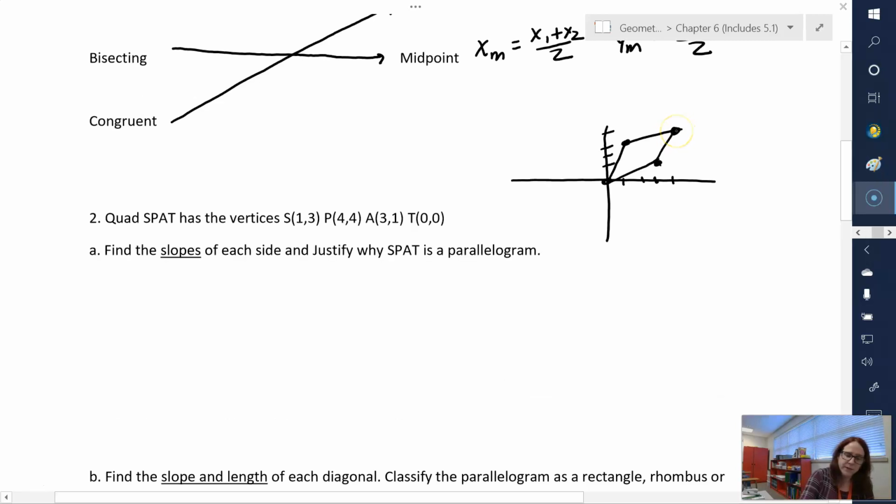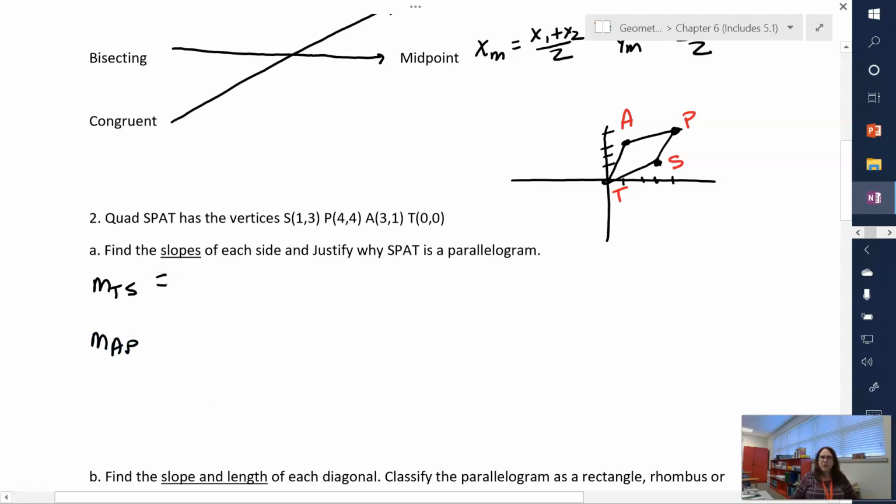All right, so I've drawn a quick sketch of what this shape looks like. Here at the origin is point T. Here is S, P, and A. So now the first thing it says for me to do is to find the slopes of each side and justify why SPAT is a parallelogram. So I'm going to get the slope of line segment TS, and I'm going to compare that to the slope of line segment AP.